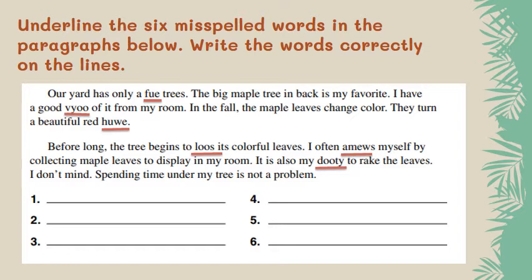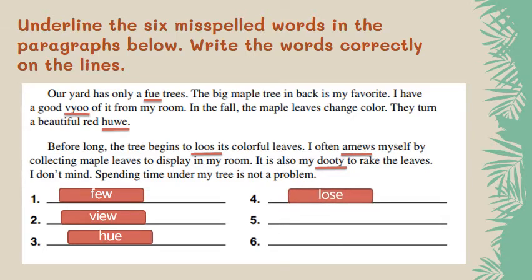Okay, so what's wrong in few? Few is spelled as F-E-W. View is spelled as V-I-E-W. Hue is spelled as H-U-E. Lose is spelled as L-O-S-E. Amuse is spelled as A-M-U-S-E. Duty is spelled as D-U-T-Y.